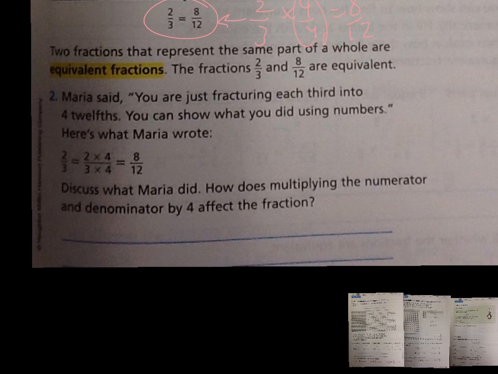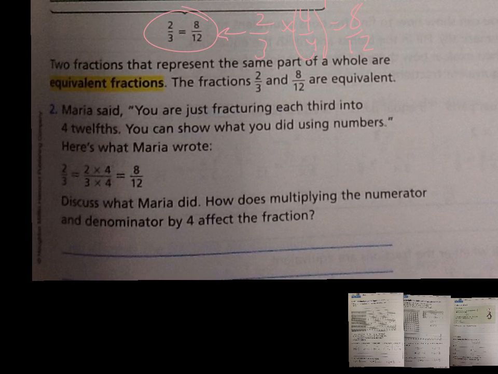Okay, so it says 2 fractions that represent the same part of a whole are equivalent fractions. We did it yesterday with the number line. The fractions 2/3 and 8/12 are equivalent. Maria said, you are just fracturing each third into 4/12. You can show what you did using numbers. Here's what Maria wrote, and that's kind of what I just showed you. Maria talked about how she took the 2/3, multiplying each by 4 to get 8/12.